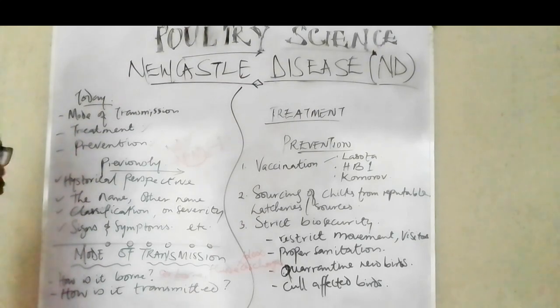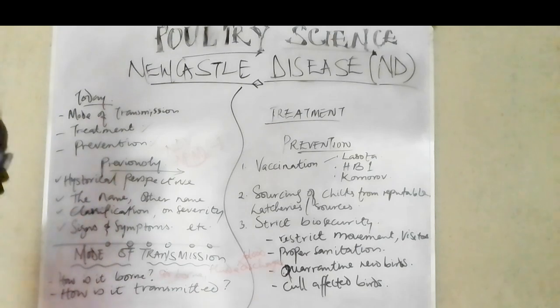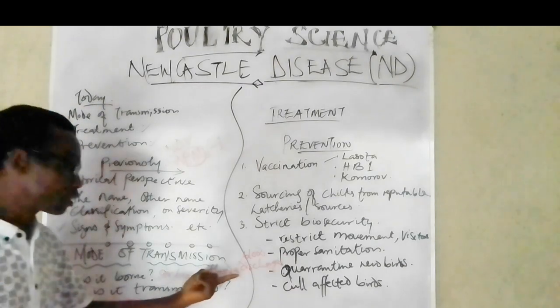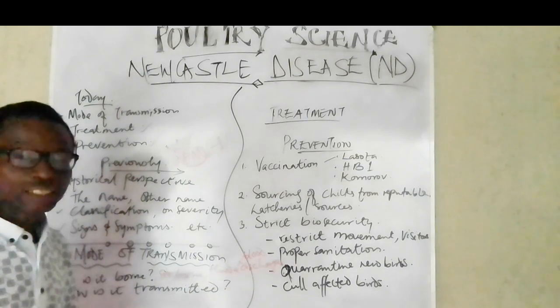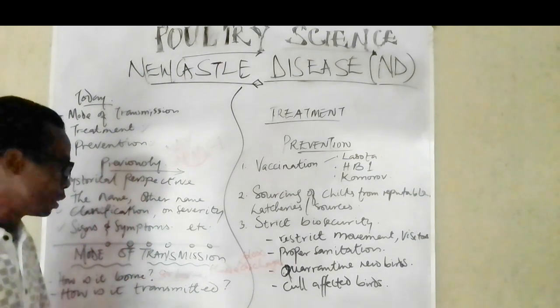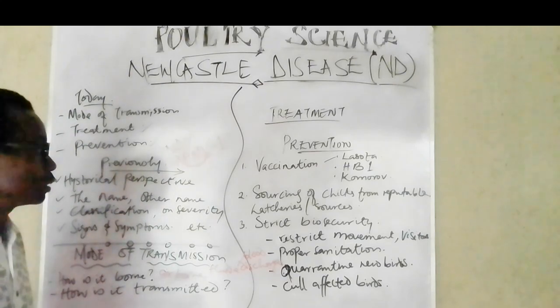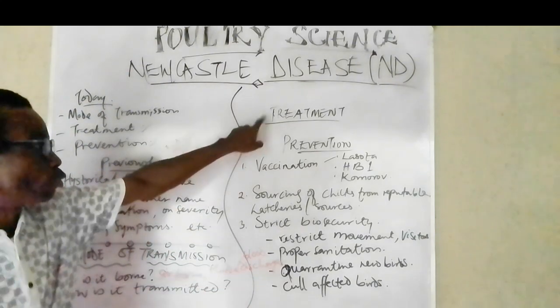It's also in body fluid like the saliva, you have it in the blood, and even the feces, it comes out there. Now, how is it transmitted? It is transmitted when the animals that are healthy come in contact with the blood of the infected one, or discharges like the stool, the droppings of the infected one, and also it can go through the air. Now we'll come to this. We'll talk about the treatment.